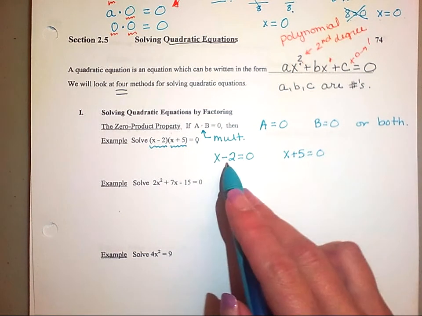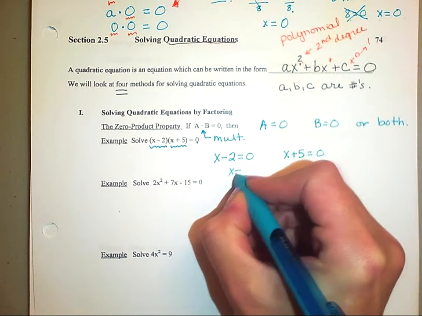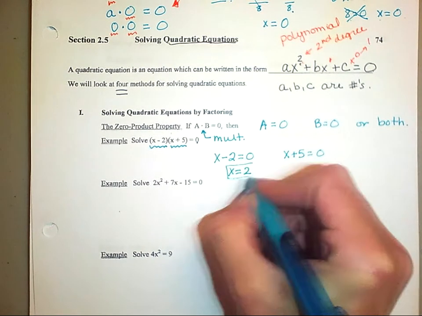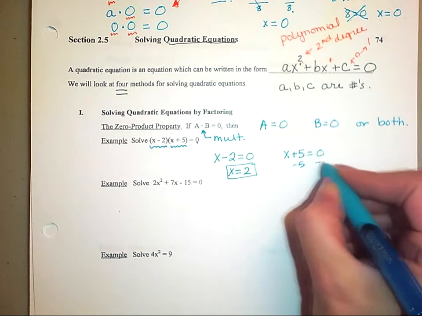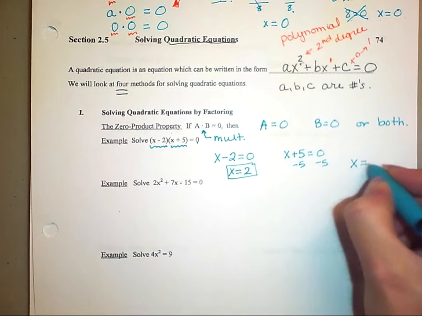But now these are very simple equations for us to solve. We can add 2 to both sides. So we see that either x is equal to 2, or we can subtract 5 from both sides and see that x is equal to negative 5.